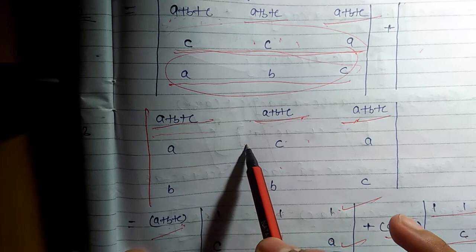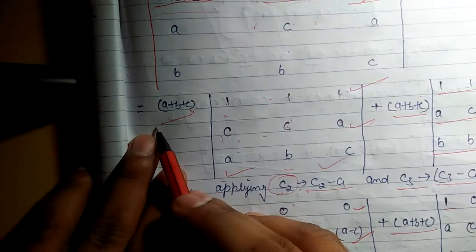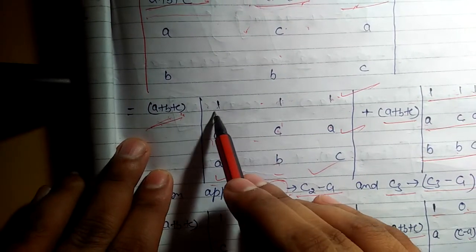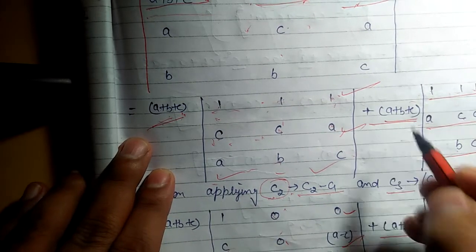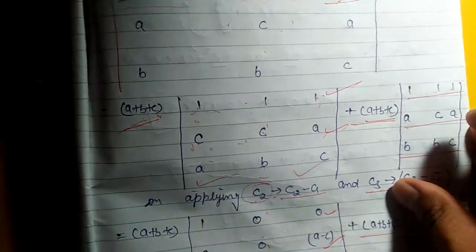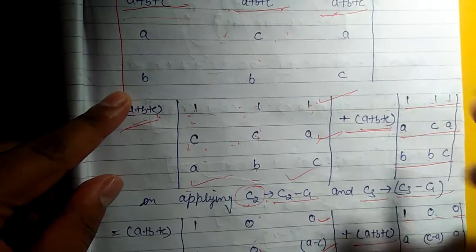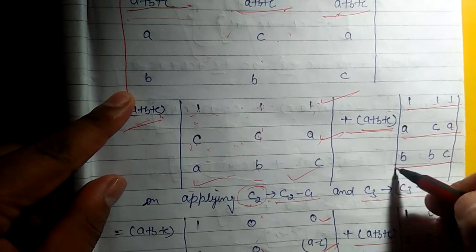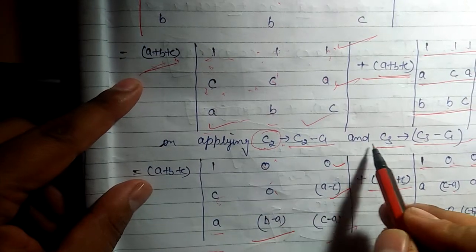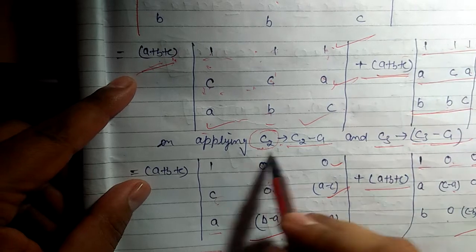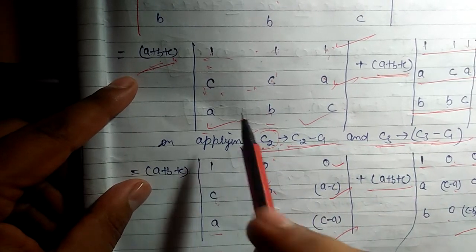Now in the first determinant, and likewise in the second part, you can take out the common a plus b plus c. You will get 1, 1, 1, c, c, a, a, b, c here, and a plus b plus c times 1, 1, 1, a, c, a, b, b, c. On applying C2 minus C1 and C3 minus C1, you are going to apply this property. What will we get?